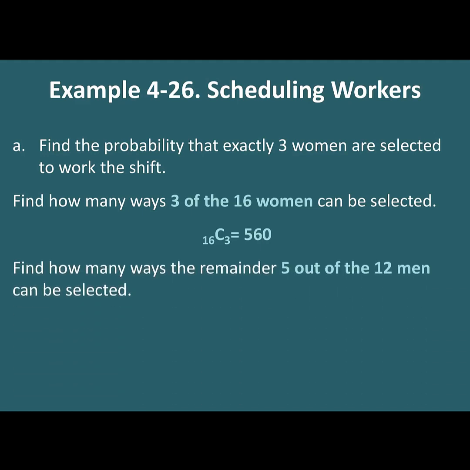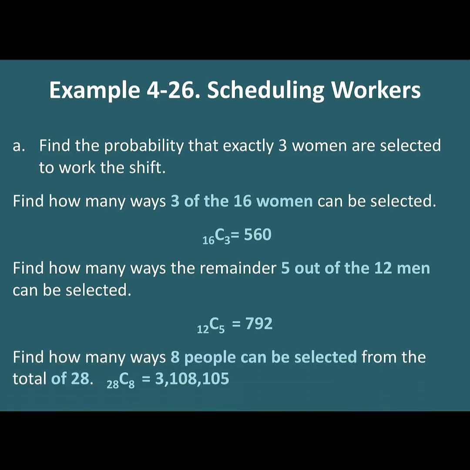Now, let's go ahead and find how many ways can the remaining 5 out of 12 men be selected. Remember, the manager needs 8 people to work a shift. In this case, 3 women, 5 men. Once again, we compute 12C5, and I invite you to pause the video here and confirm that this is true. That is 792 ways. And then finally, how many ways can 8 people, either men or women, be selected from the total of 28 employees? That would be 28C8, which is 3,108,105.